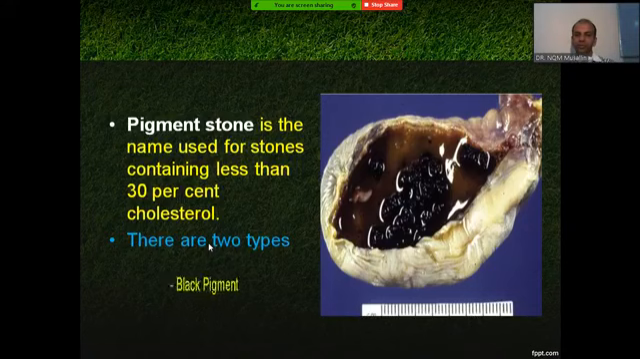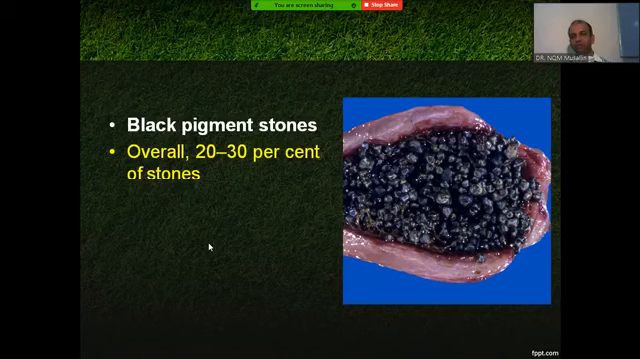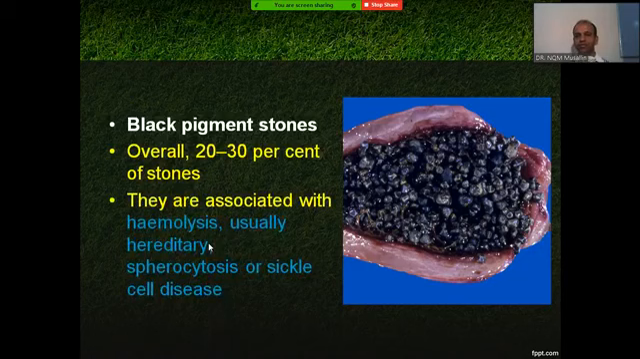There are two types of pigment stone. One is black pigment stone and another is brown pigment stone. The black pigment stone makes up about 20 to 30% of stones. They are associated with hemolysis, usually hereditary spherocytosis or sickle cell disease. Sometimes it is most common in younger patients. If you find a gallbladder stone in a very young patient, you should investigate whether the patient has a chronic hemolytic disorder or not.